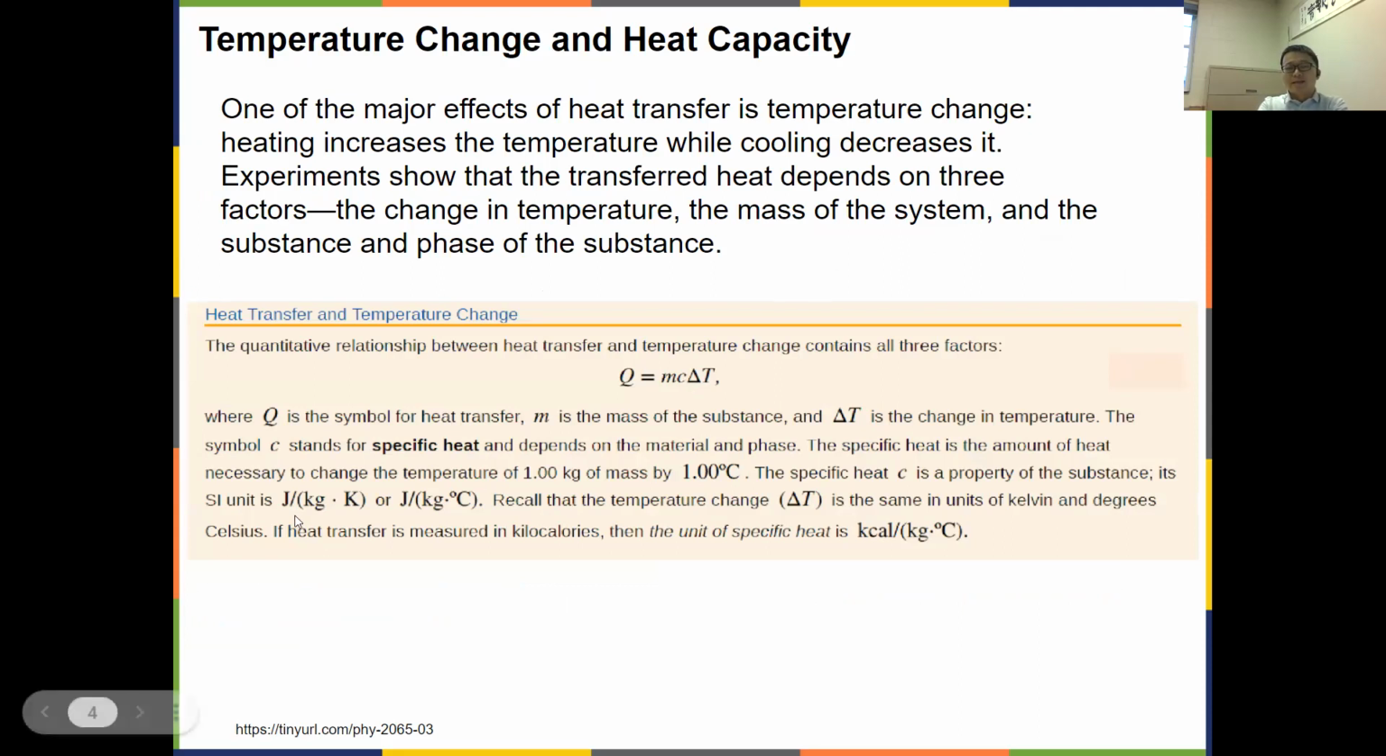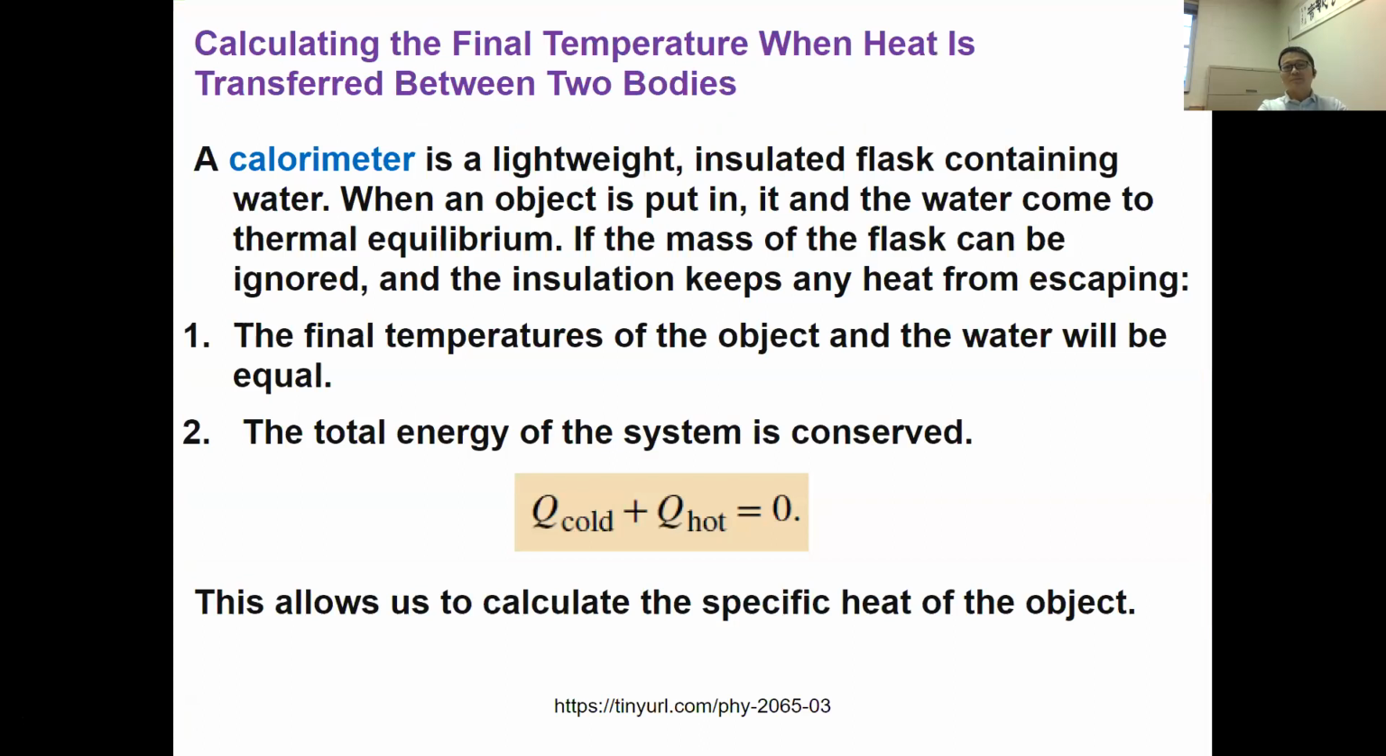Specific heat capacity has an SI unit of joules over kilograms times Kelvin, or joules over kilograms times degree C, because we have delta T in the equation. So Kelvin or temperature Celsius, they are equivalent, right? So 1 degree in Kelvin for that temperature difference is the same as 1 degree in Celsius temperature difference.